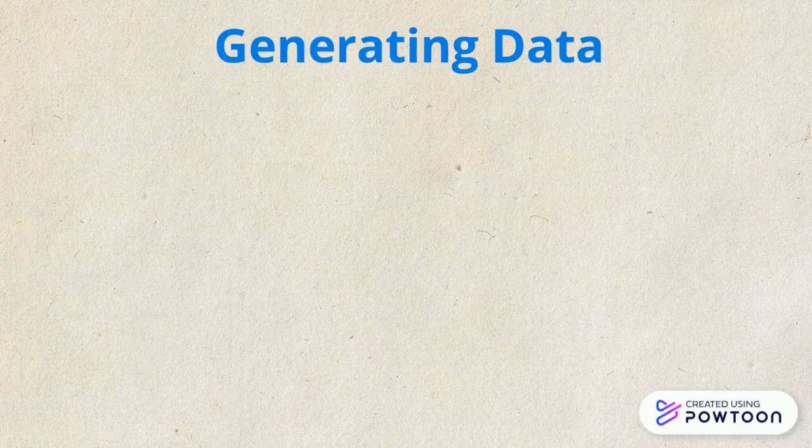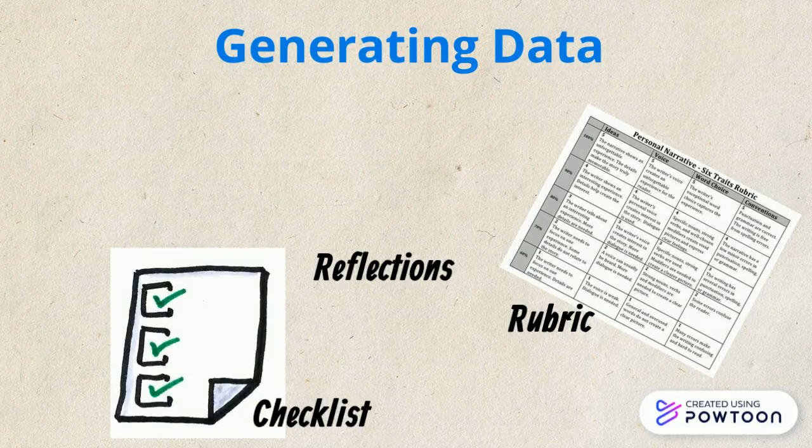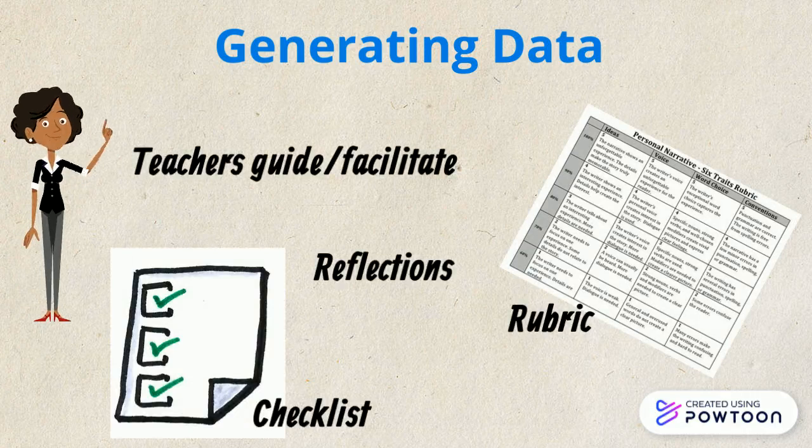To generate usable data and support students throughout the self-assessment process, checklists, reflections, and rubric assessment tools are used. In conjunction, teachers facilitate and scaffold students through the process. In particular, rubrics help students understand what is expected of them and make judgments of their work.